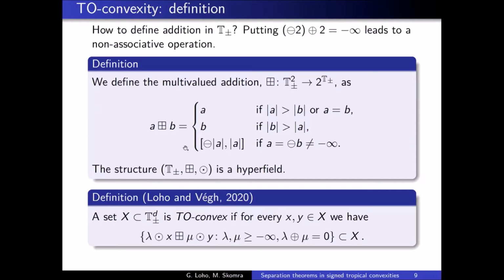Okay, and now since we have such a nice structure, you can define a notion of convexity, right? And this was done in the paper of Loho and Végh. They said that we will say that a set is TO-convex if it is closed under taking non-negative convex combinations with respect to this multi-valued addition, right? So we have such a combination here, and now we have to add this condition that the weights are non-negative because we also have the negative sign, negative tropical numbers. And this will be our definition of convexity.